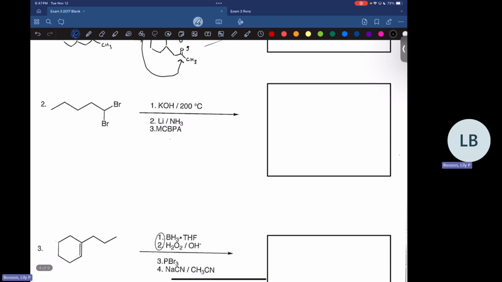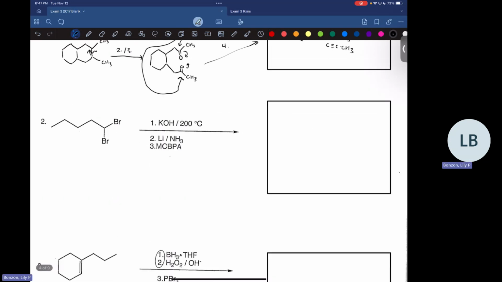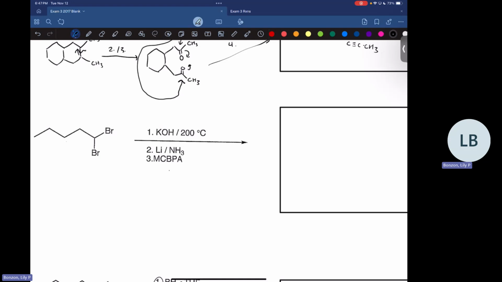Okay, next question. We have KOH 200C. This one is going to be alkyne formation. The other one that you could see, the one that we saw in the facts question, was NaNH2 and 150C. So these will both form the alkynes. The only difference is that NaNH2 will form terminal, so at the end, whereas KOH is going to form internal, or in the middle.